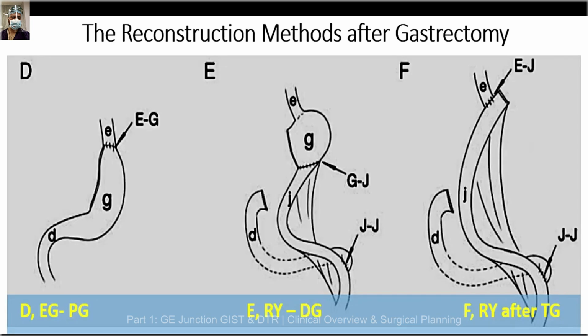Okay. Other methods after proximal gastrectomy include esophagogastrostomy, where the remnant stomach is brought up and anastomosed to the esophagus, but as I said, it is to be discouraged as there are high chances of reflux and anastomotic stricture, and the quality of life is not good, especially in the young patient. Another is Roux-en-Y reconstruction, that is diagram E. Another one is Roux-en-Y reconstruction after total gastrectomy, that is esophagojejunostomy.